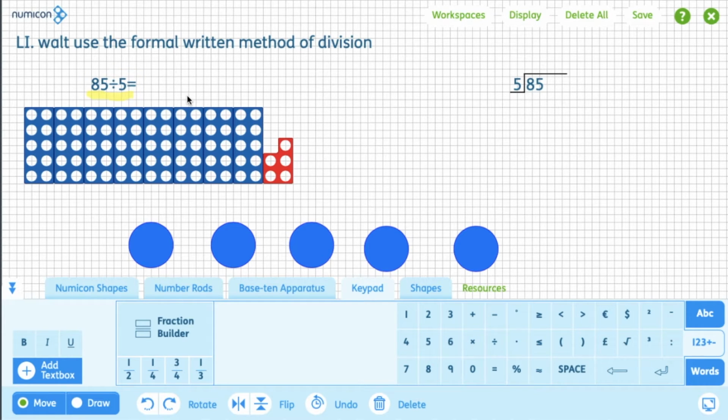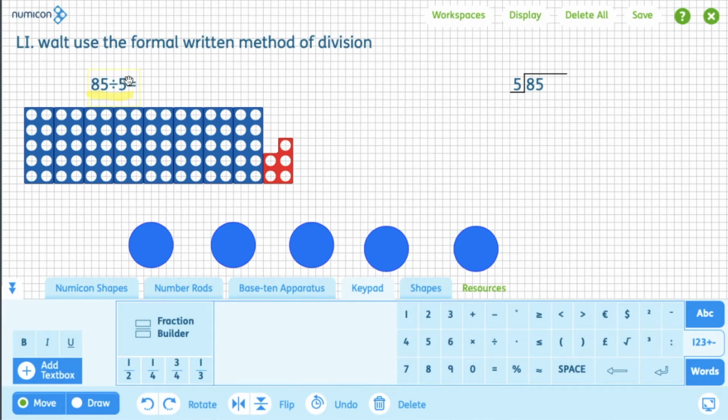Now, you guys might have a variety of strategies to solve this question. I would split it into the biggest 5 times table that I know, which is 50, and then whatever was left over, but that's for another day. So we're just going to look at the formal written method. I've written it out this way first just so I can show you.